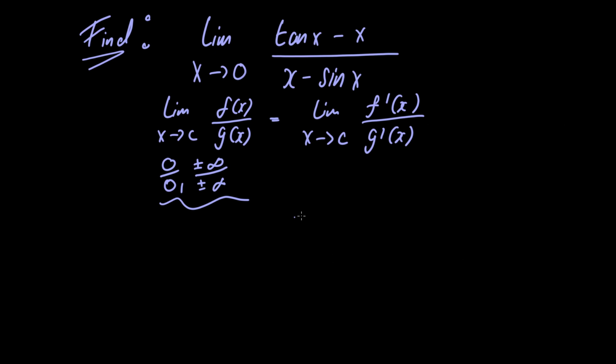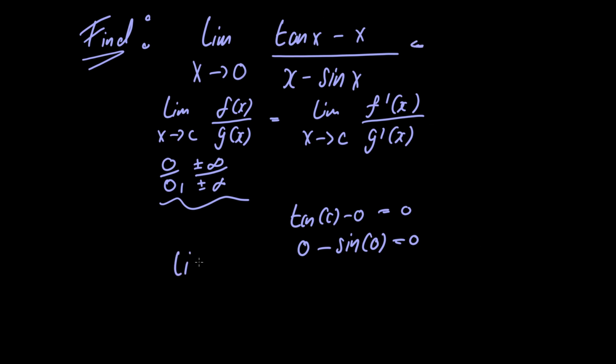So now notice that in the numerator here, if we were to just go ahead and let x equal 0, we would have tangent of 0 minus 0, which is just equal to 0, and in the denominator we would have 0 minus sine of 0, which is also just equal to 0. So we can go ahead and apply L'Hopital's rule to this problem right here.